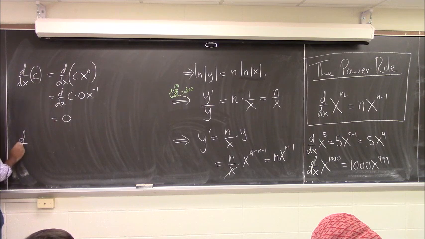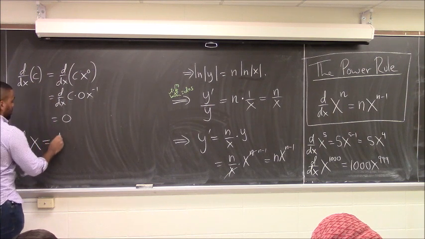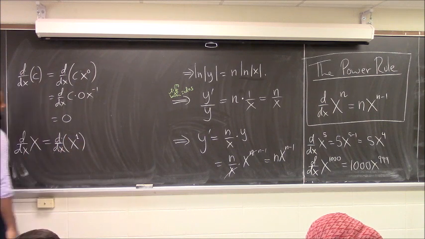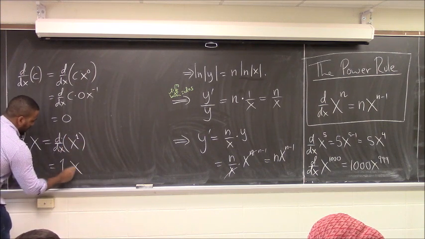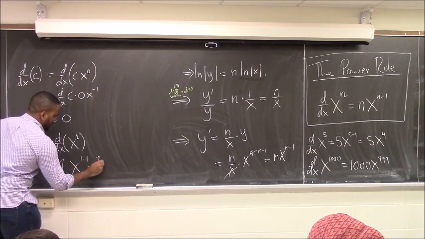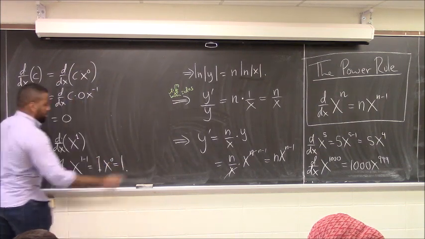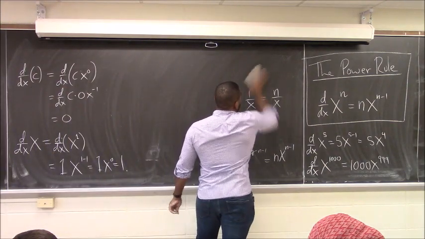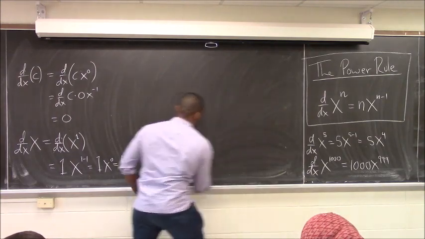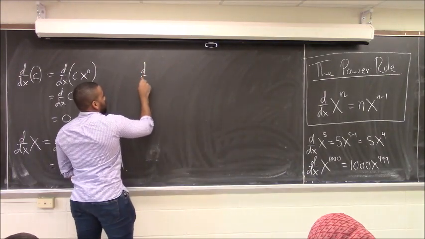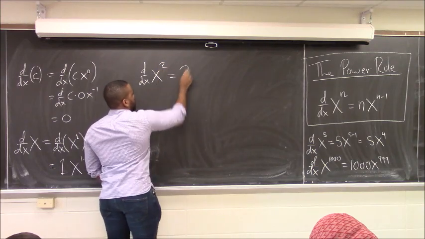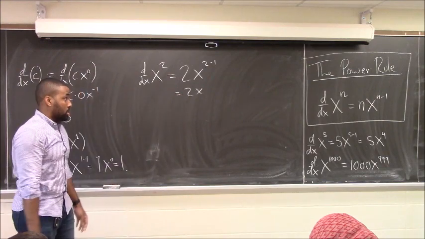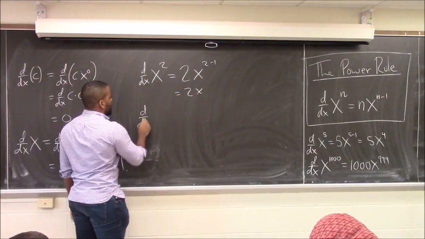You can also derive that the derivative of x is just the derivative of x to the 1st power, and then that just means you put the 1 down, 1 minus 1, that's 1 times x to the 0, that's just 1. Derivative of x is 1. We could also derive easier than we did last time the derivative of x squared. Well, that's just 2x to the 2 minus 1, 2x, right? Just like a one-liner. We can even talk about the radical x.